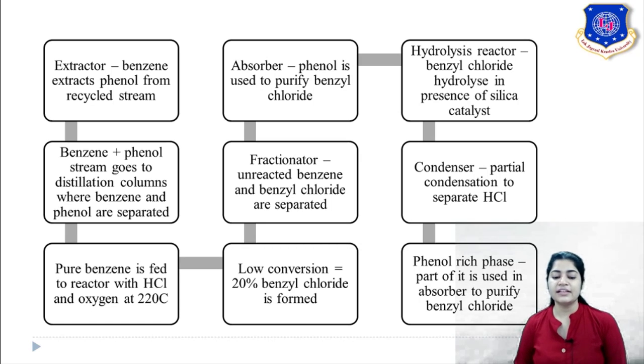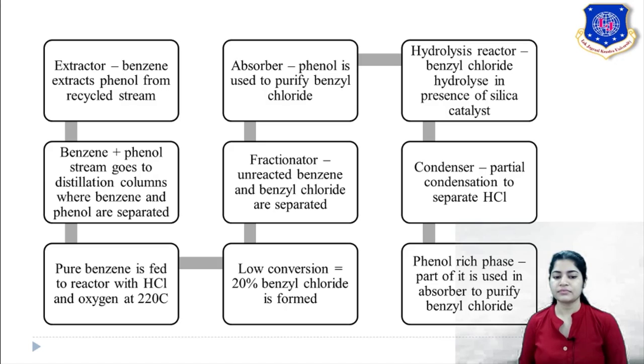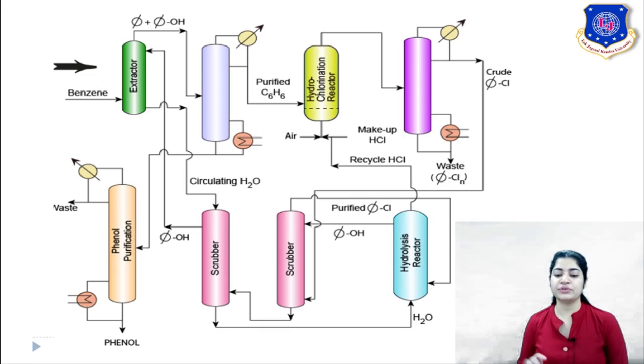Now, the reaction mixture is sent to where? The fractionator, where your unreacted benzene and benzyl chloride are separated. Here you can see that unreacted benzene is separated. Then it is sent to the absorber, where your phenol is used to purify benzyl chloride. From the fractionator, you can see the crude benzyl chloride.